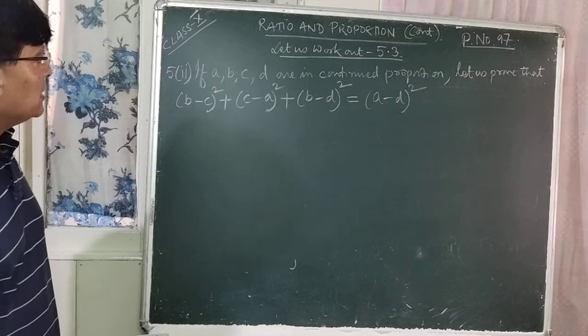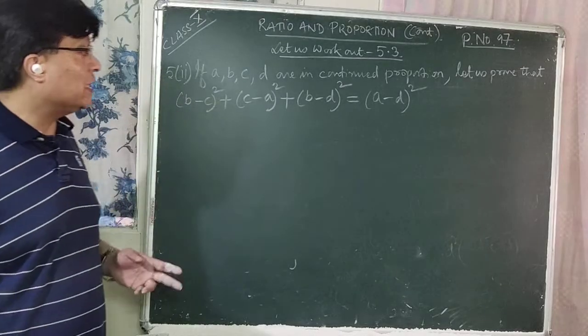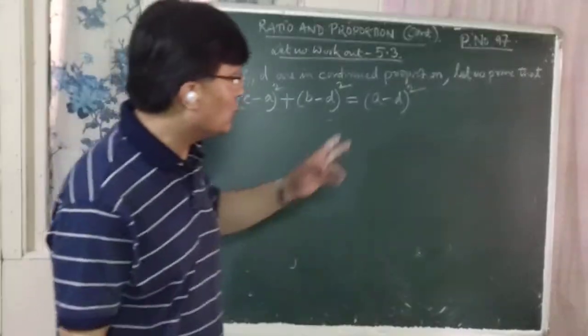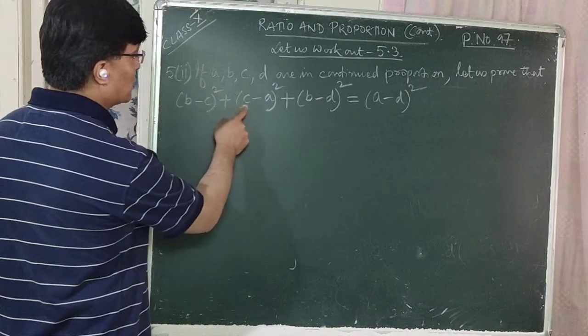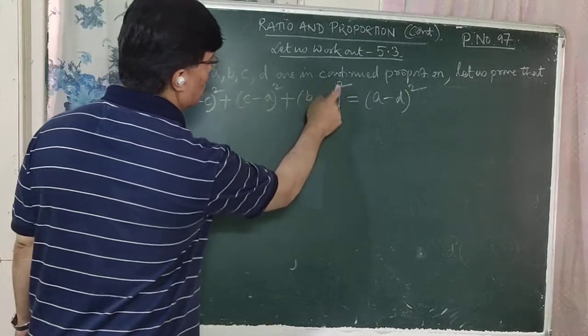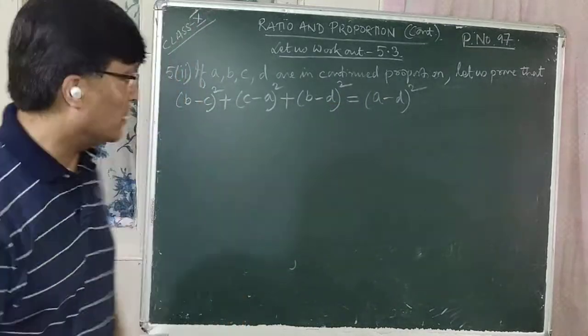If A, B, C, D are in continued proportion, again it is given that A, B, C and D are in continued proportion. We have to prove that B minus C whole square plus C minus A whole square plus B minus D whole square is equal to A minus D whole square. Okay, let us prove it.